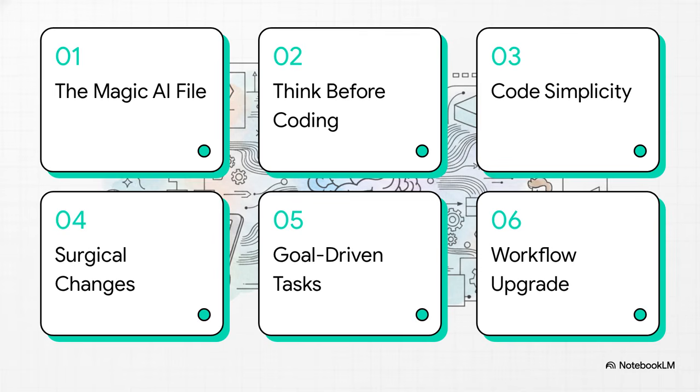Here's our agenda. 1. The magic AI developer file. 2. Rule 1. Think before coding. 3. Rule 2. Prioritize code simplicity. 4. Rule 3. Make surgical changes. 5. Rule 4. Goal-driven tasks. And finally, 6. Upgrading your daily workflow. Let's jump in and upgrade your setup from micromanaging a junior AI to collaborating with a true pro.